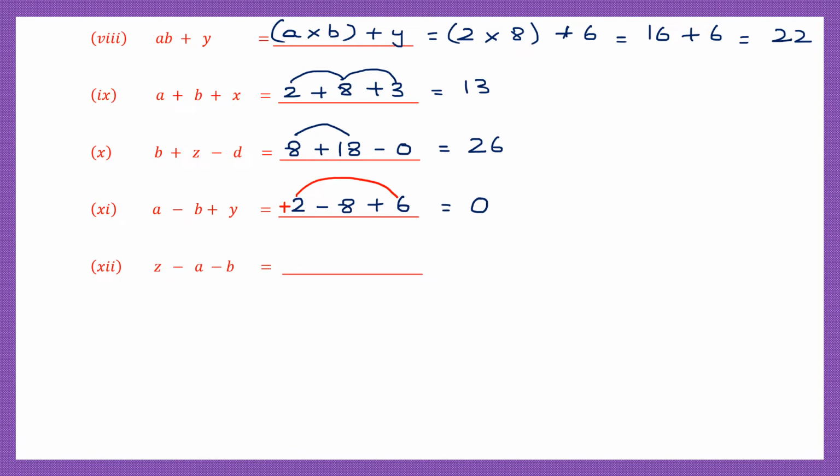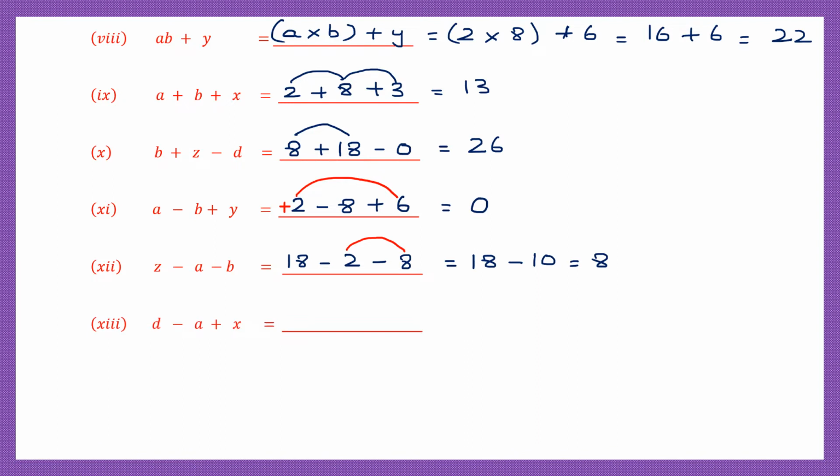Next question, z minus a minus b. So z is 18 minus a is 2 minus b is 8. Okay, so here how do we solve this? We add up the numbers with the same sign. Okay, so minus 2 and minus 8. When signs are the same, put the same sign and add. So it will be 18 here and put the same sign and add. 8 plus 2 is 10. So 18 minus 10 is 8.